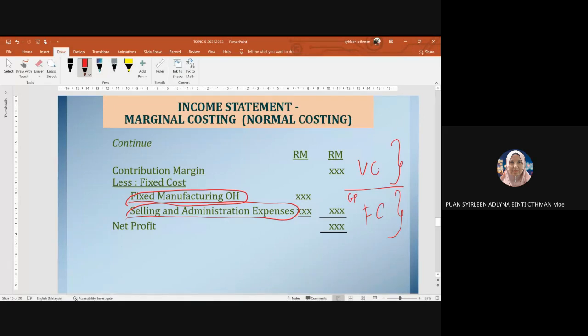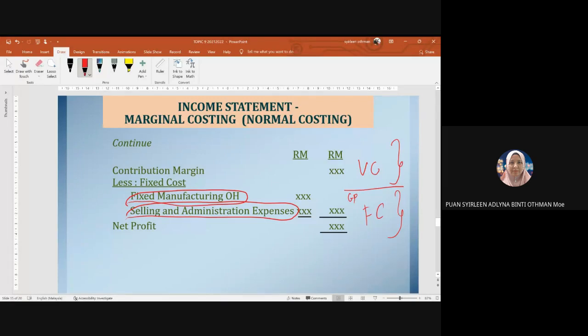Okay, tapi apa-apa yang fix, tak kira lah dia duduk dekat kilang atau dia duduk dekat office, that will be under fixed cost. So after you got your gross profit, baru kita akan ambil kira semua fixed cost. So yang ni beza marginal costing dengan absorption costing.